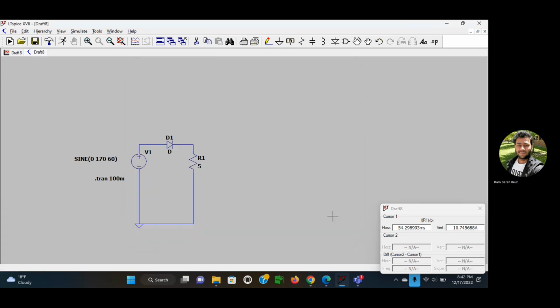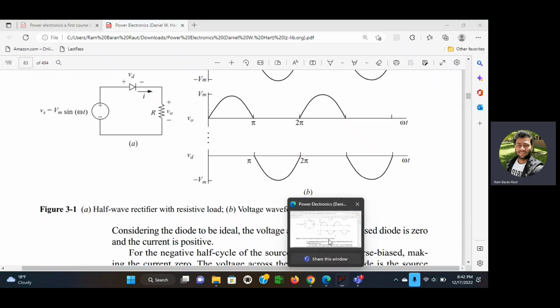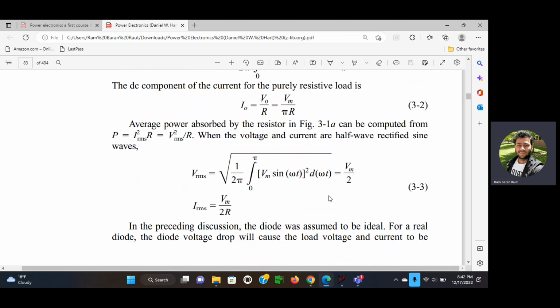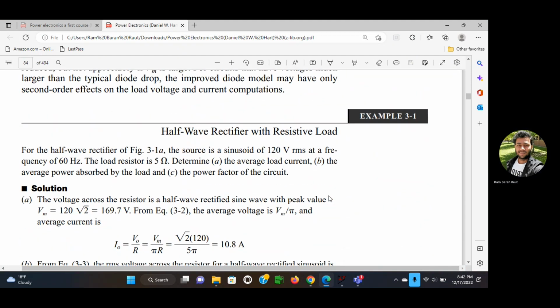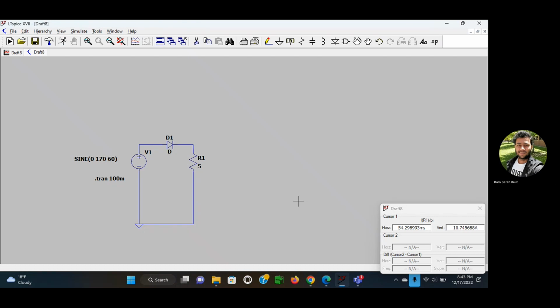Here we are assuming the ideal diode. And the resistive load is 5 ohm. Let me show you one more time. So here the load resistor is 5 ohm, and the voltage source is 120 volt RMS at frequency 60 Hz. So let's go over here.